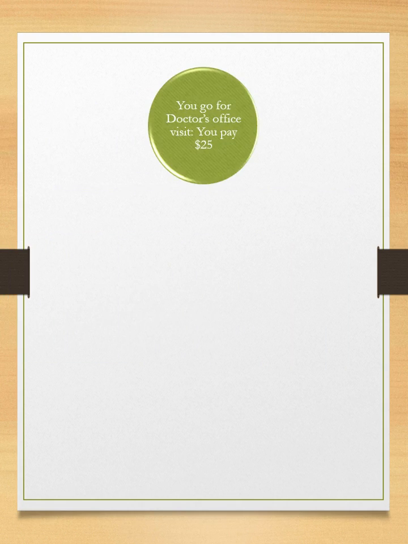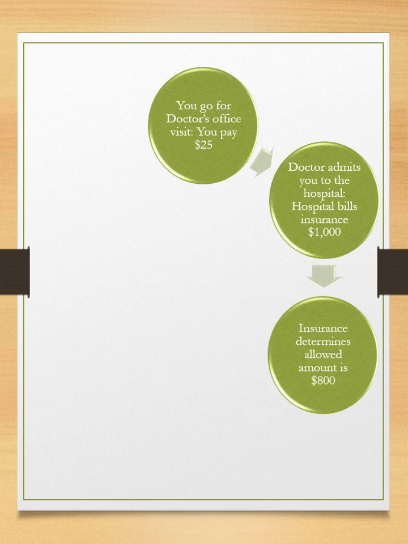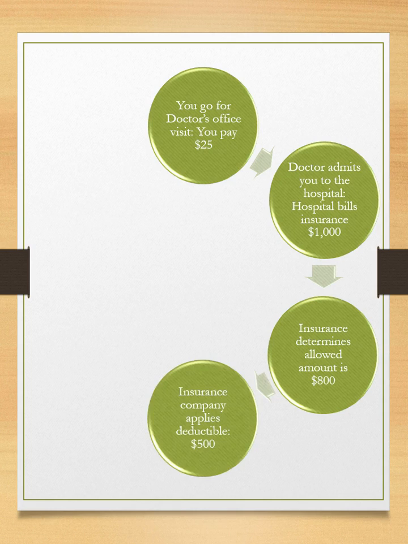Okay, so now let's apply this to a real life situation. Let's say you go to the doctor's office visit and you pay a $25 copay. And while you're there, your doctor says, we need to admit you to the hospital. Uh-oh. You go to the hospital, you're admitted, you finish your stay, and afterwards, your hospital then bills your insurance company $1,000 for your entire stay. Your insurance company then applies their discount and determines that the allowed amount is $800.